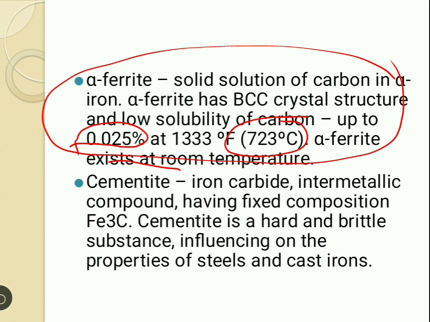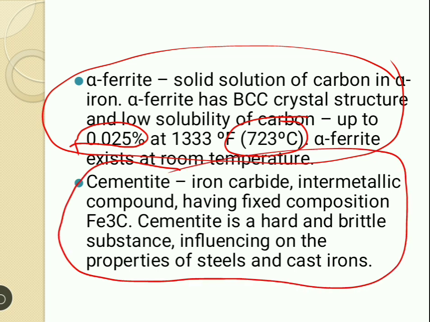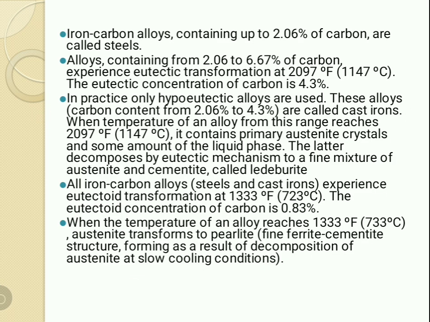Again the next phase is called cementite. In cementite, iron carbide is an intermetallic compound having a fixed composition of Fe3C. Cementite is a hard, brittle substance. That means the carbon composition is very high in this phase. Now we can see here that up to 2% of carbon, it is called steels.